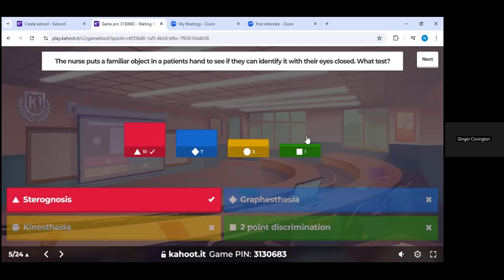And then there's two-point discrimination, and this is where two points in the same area are being touched at the same time. And there's some more of these examples as well, other diagnostic tests we went over. So make sure you know how you would assess those on a patient.